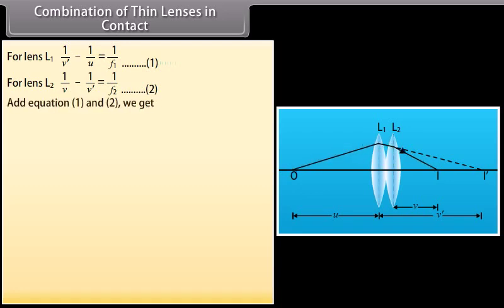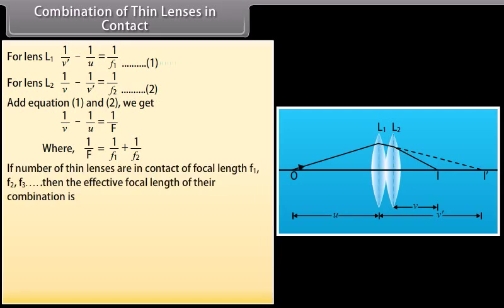Add equations 1 and 2 and we get 1/v minus 1/u is equal to 1/f, where 1/f is equal to 1/f1 plus 1/f2. If a number of thin lenses of focal lengths f1, f2, f3 are in contact, then the effective focal length of their combination is 1/f equals 1/f1 plus 1/f2 plus 1/f3 and so on. In terms of power, P is equal to P1 plus P2 plus P3 and so on.